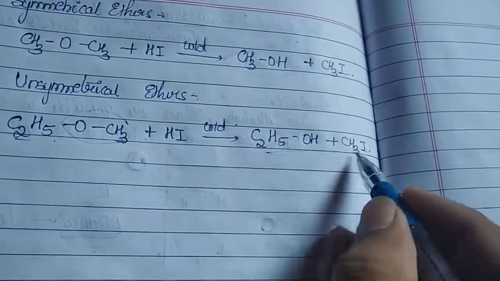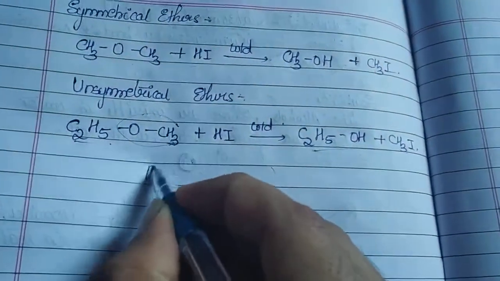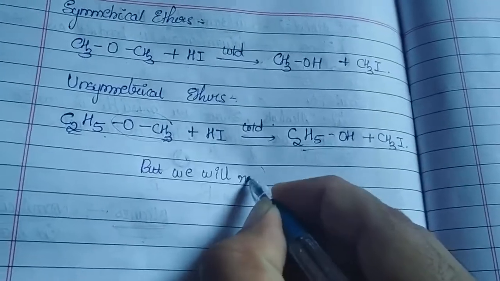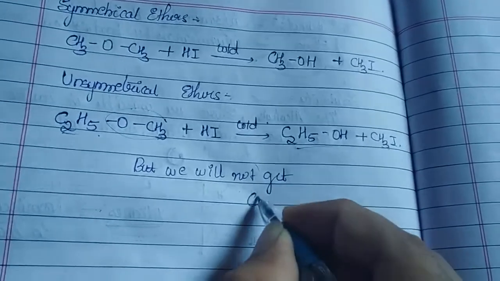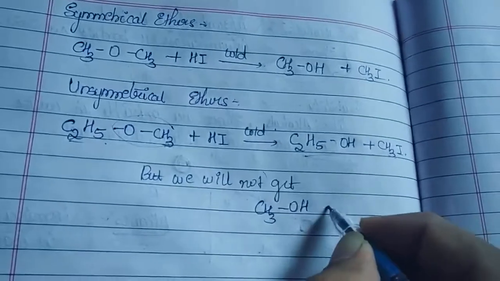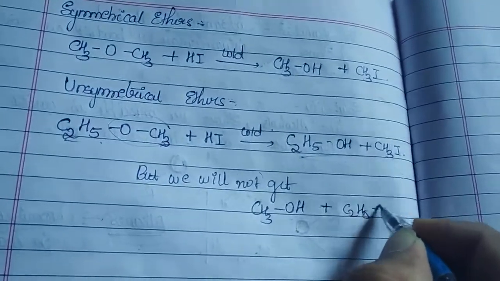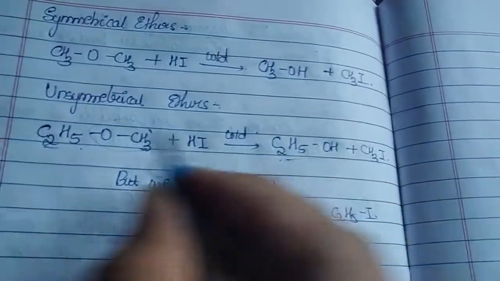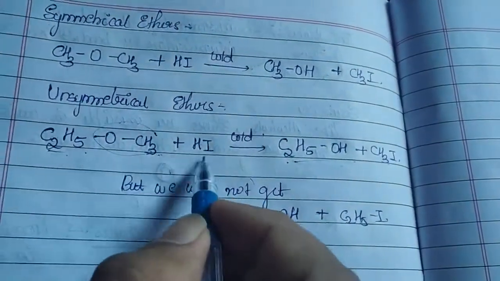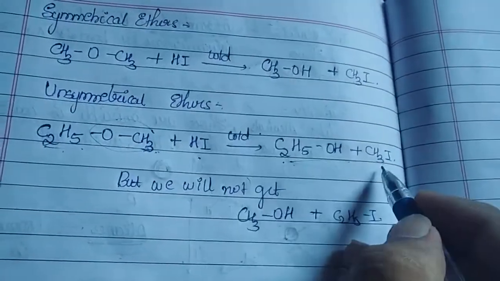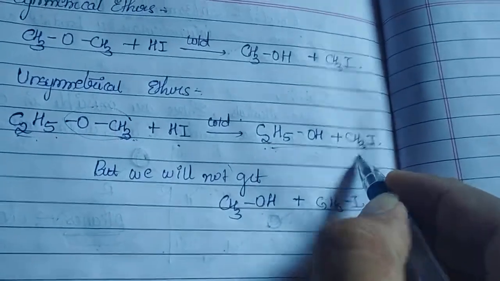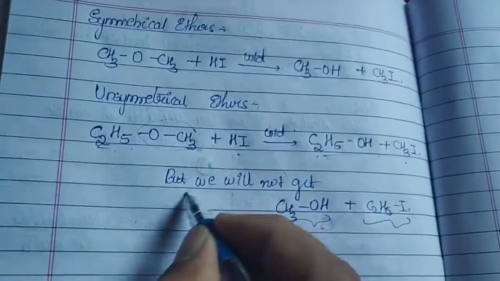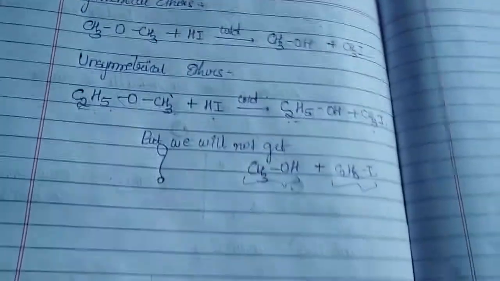Remember, this is the product you are going to get, but we will not get CH3OH plus C2H5I. That is what I wanted to say: whatever the product we are going to get when methoxyethane is treated with cold hydrogen iodide is ethanol plus methyl iodide. Are you getting my point? But we will not get methanol and ethyl iodide. The question arises, why?